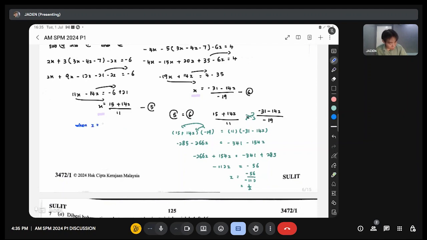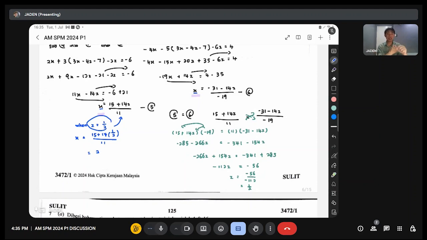z is 1 over 2, your x should be 15 plus 14 multiply 1 over 2, over 11. By pressing calculator, you should be able to get your x value equal to 2. All I do is substitute the z into equation 5. You can put it back into equation 5 or 6, it doesn't matter because both will reflect your x answer.